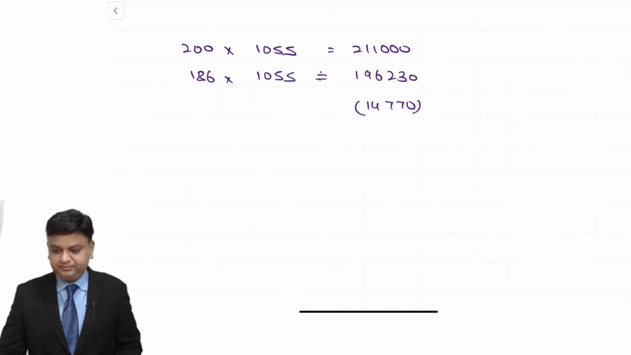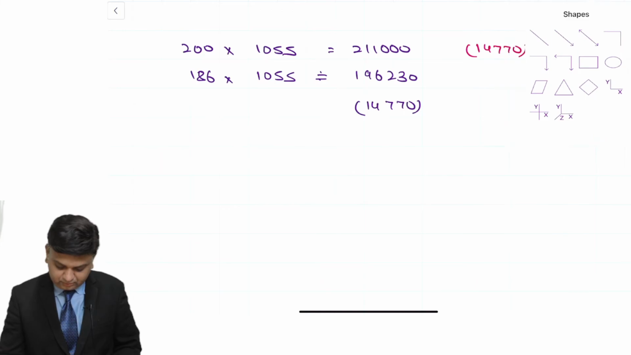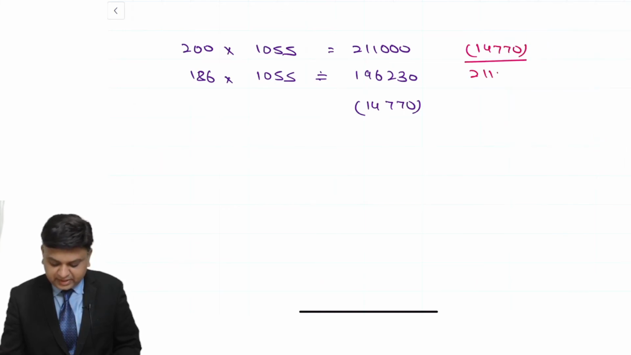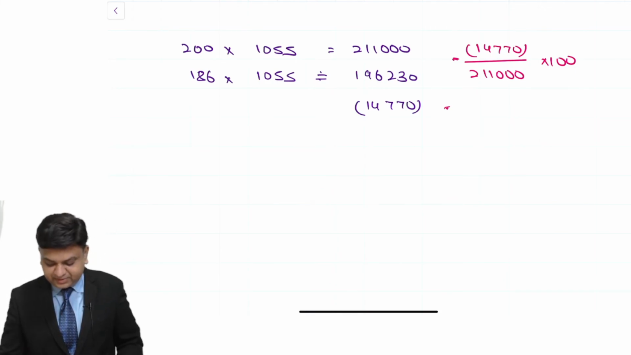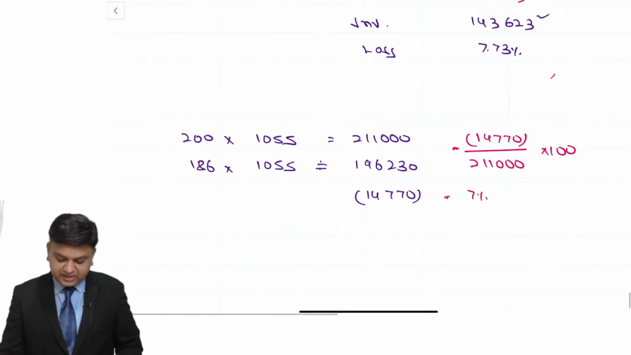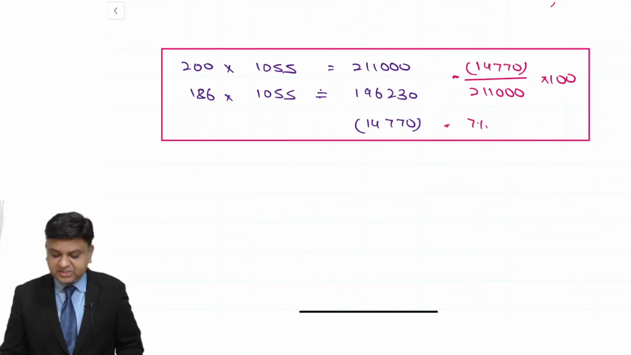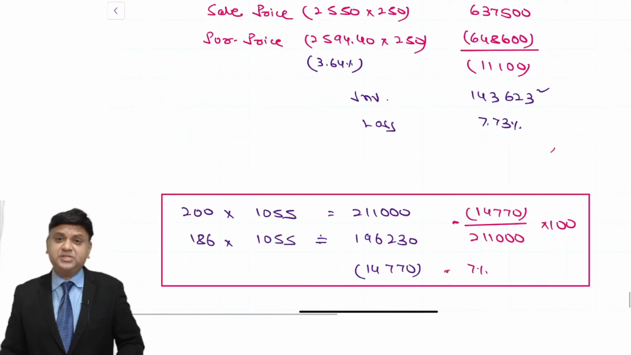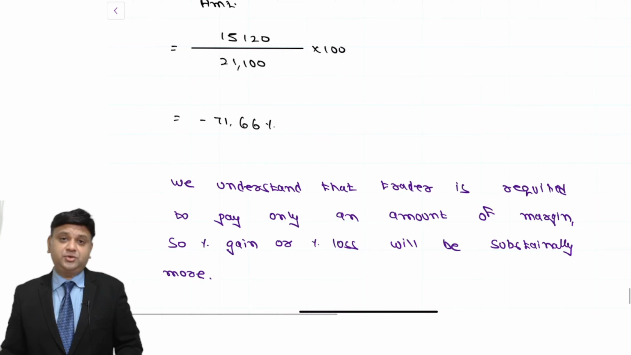So what will happen? Loss will be 14770 on investment of 2,11,000. So in percentage terms, it comes to 7%. So when you are dealing in the cash market, we understand that the percentage gain or percentage loss will be substantially less in comparison to when you are dealing in the futures contract.